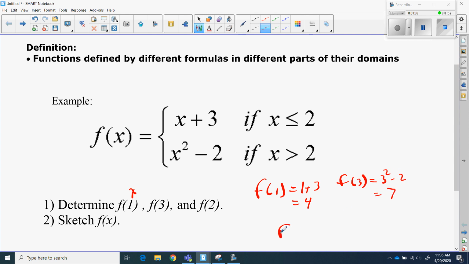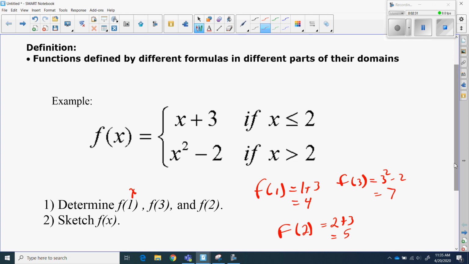Now, the one that sometimes will confuse students, they'll say, what about if it's actually the number 2? Well, if x is equal to the number 2, you'd use this piece of the function because it says this is for when x is less than or equal to the number 2. So therefore, I'd put 2 in here for x, 2 plus 3, and I would get 5. So that's a relatively easy concept. It's just a matter of looking at the domain out here and determining which piece of the function you're going to substitute into.